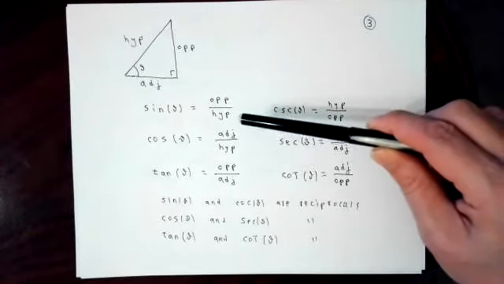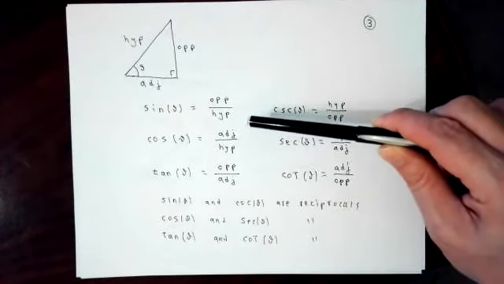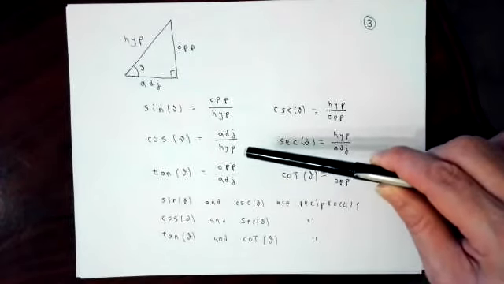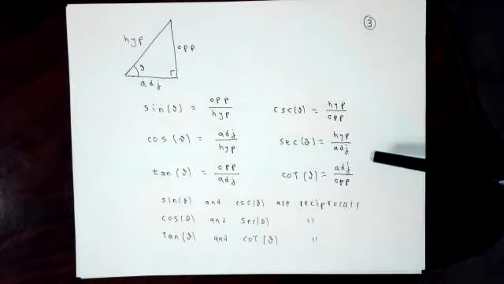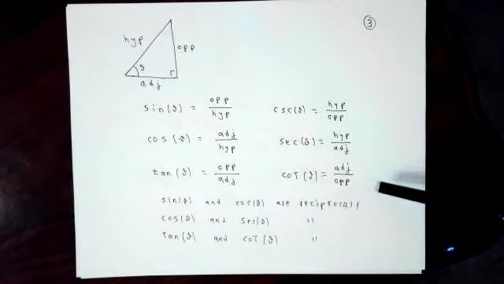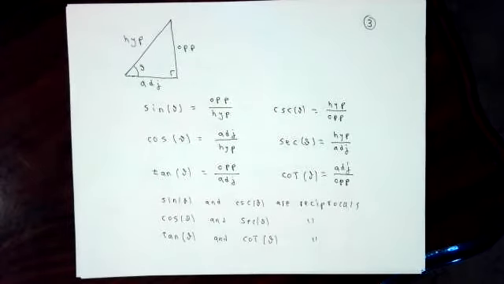If you take the reciprocal of opposite over hypotenuse, you get hypotenuse over opposite. The reciprocal of adjacent over hypotenuse is hypotenuse over adjacent. The reciprocal of opposite over adjacent is adjacent over opposite. So really, you could probably get away with just using 3 of these functions, but notation-wise, sometimes the others are convenient for us.